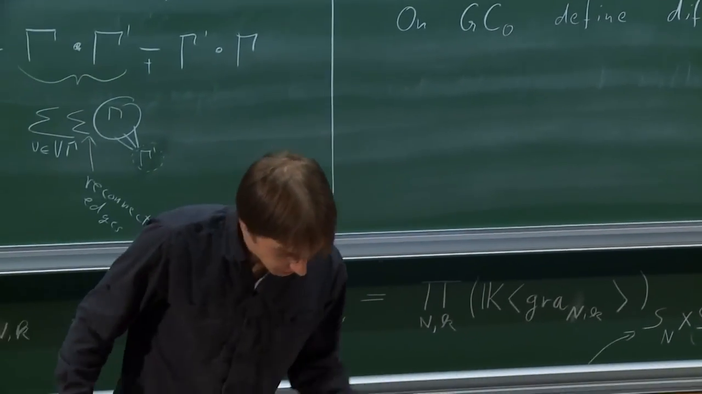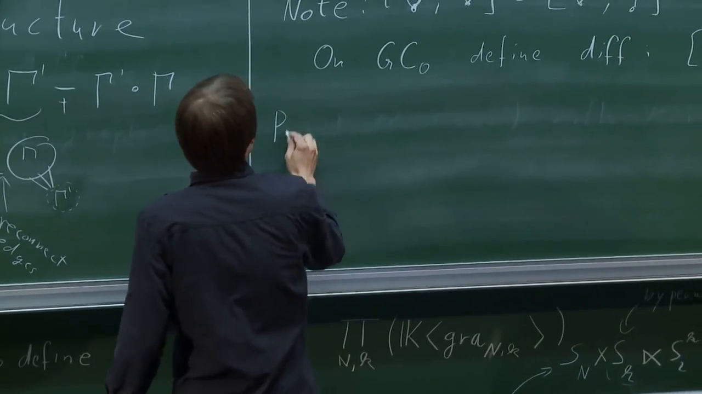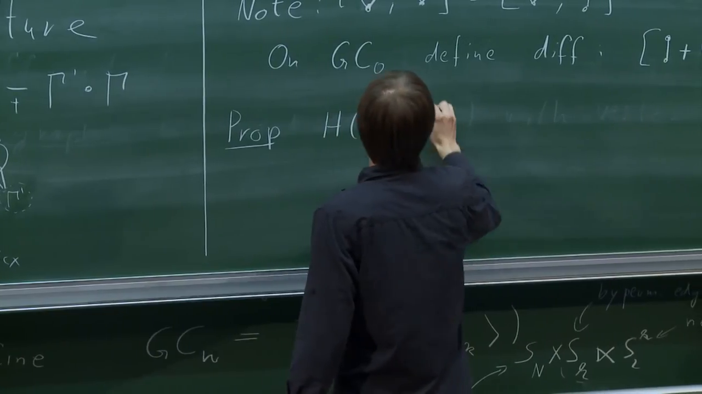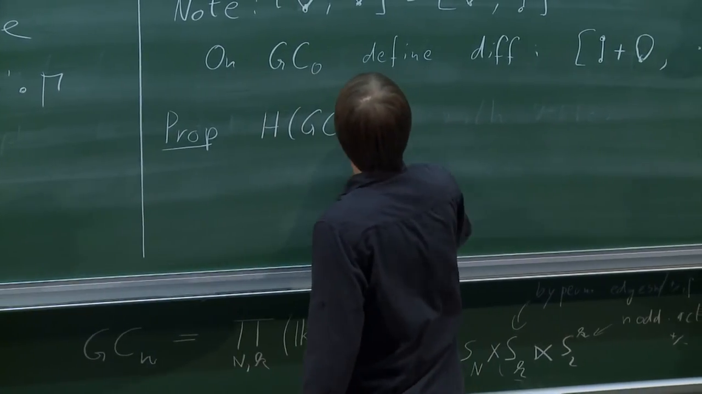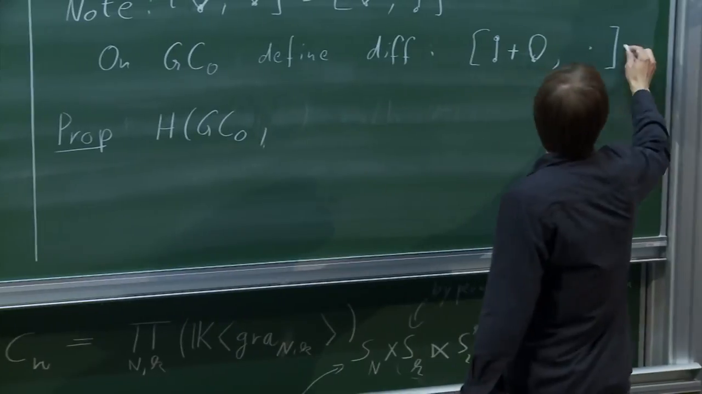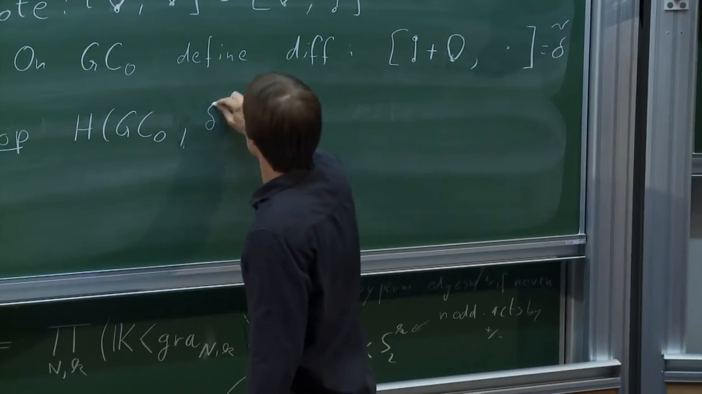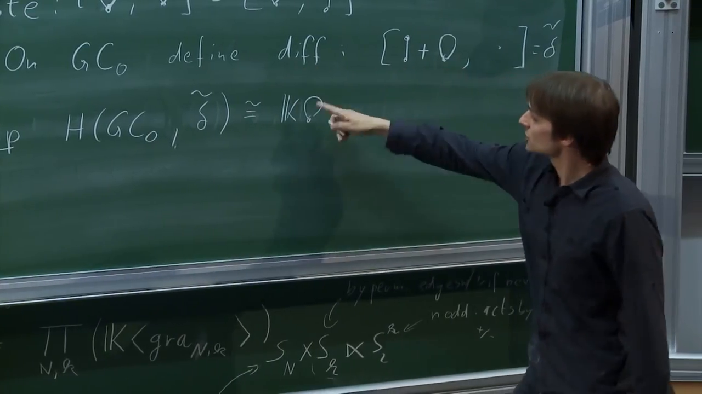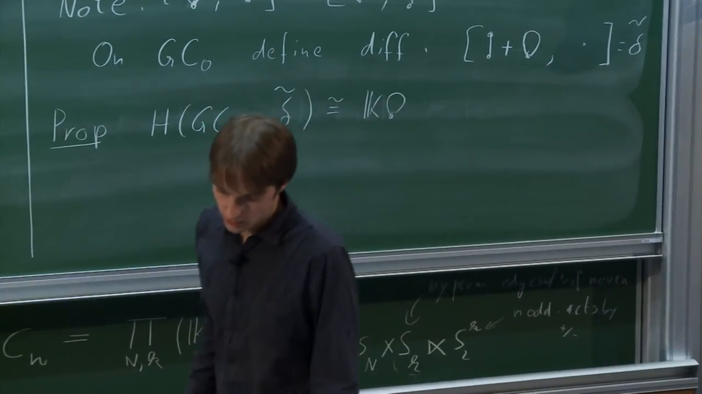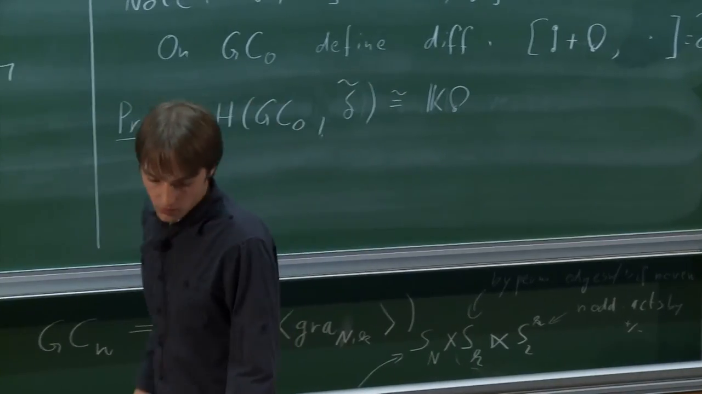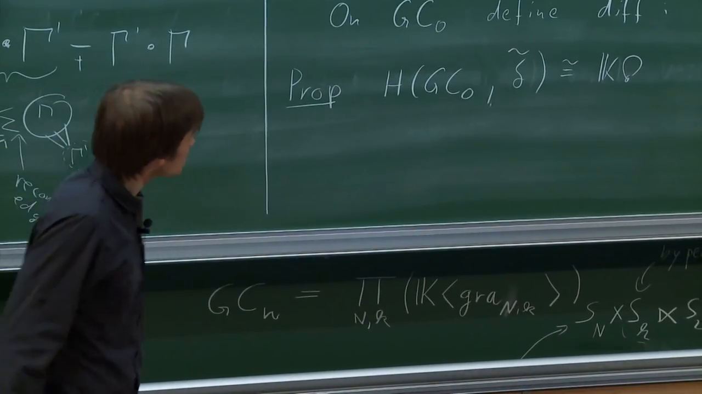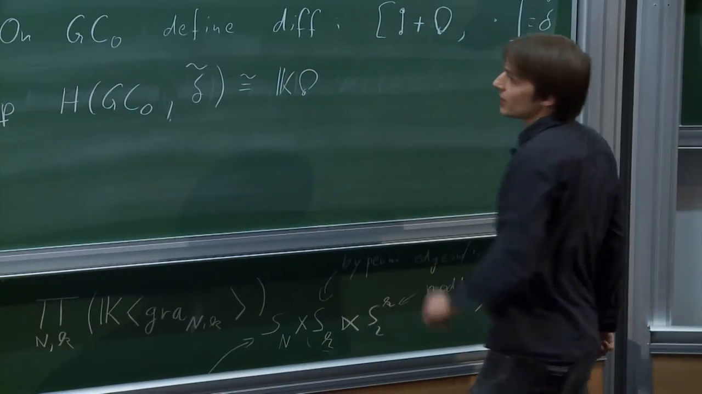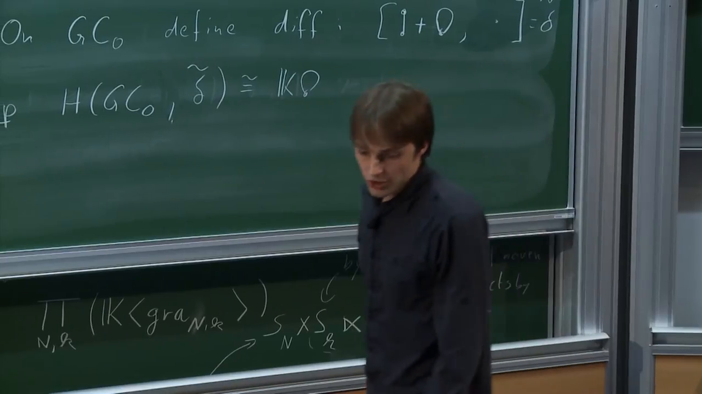And then a relatively not so deep statement, let's just call it a proposition, is that H of GC 0 with this extra differential, let's call it delta tilde, is one dimensional with just this one class represented by the tadpole. So it means that adding or deforming the differential like this kills almost all cohomology.